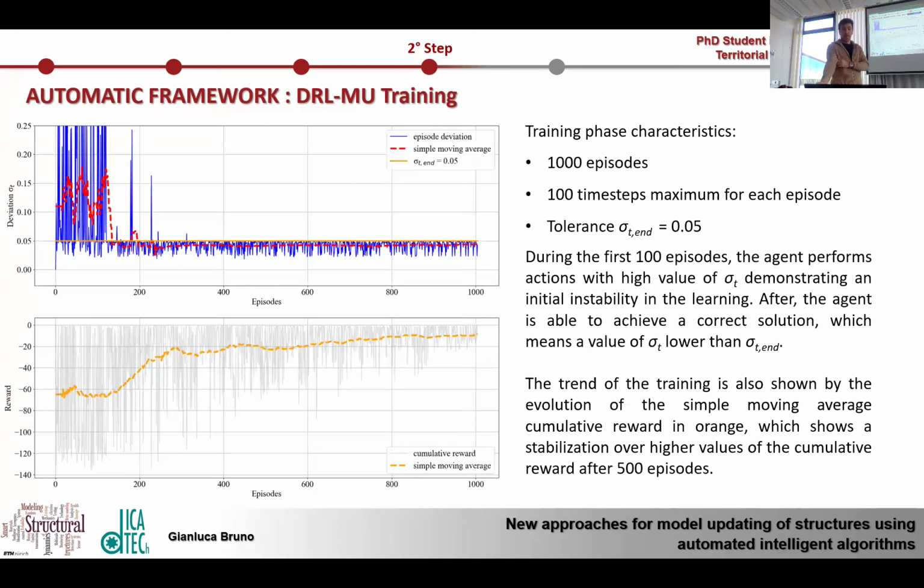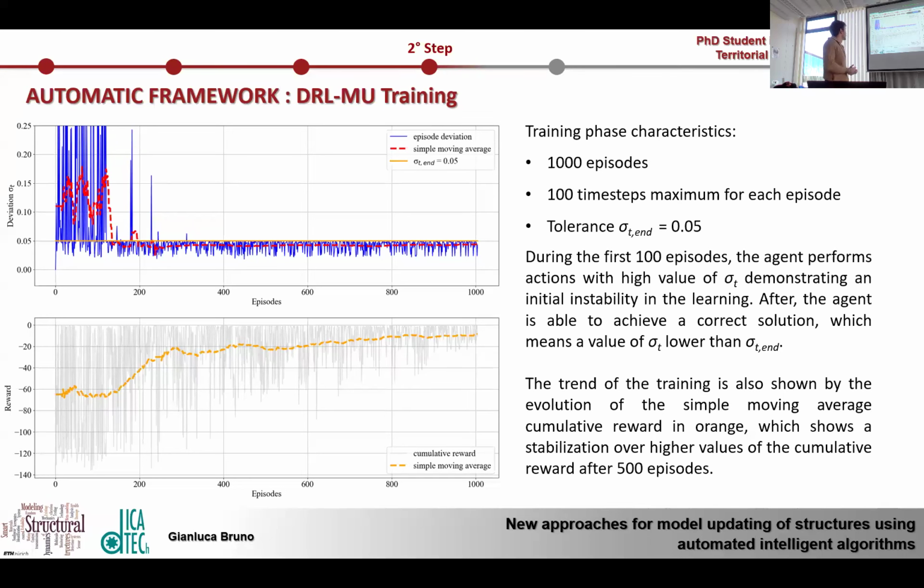And then I performed the training phase. In particular, I set 1000 episodes with a maximum value of time steps equal to 100, and the tolerance value of the error for ending the episode equal to 0.05. In particular, with the two graphs we can observe the training phase.